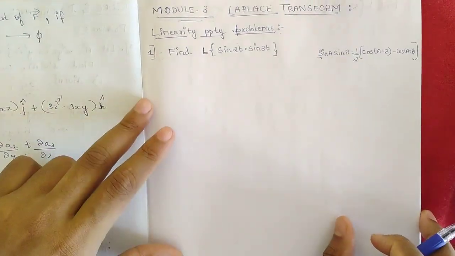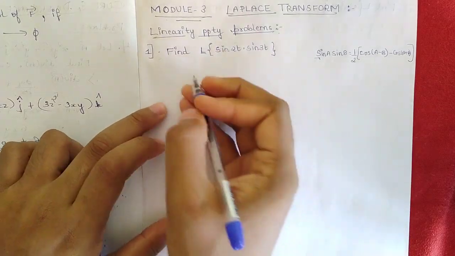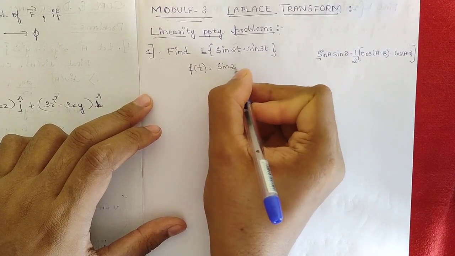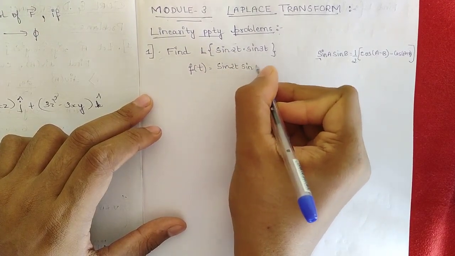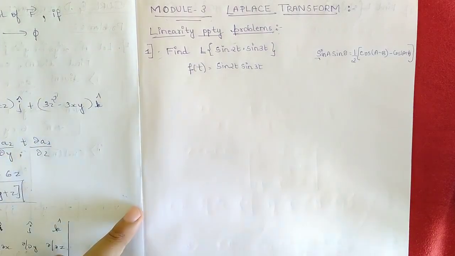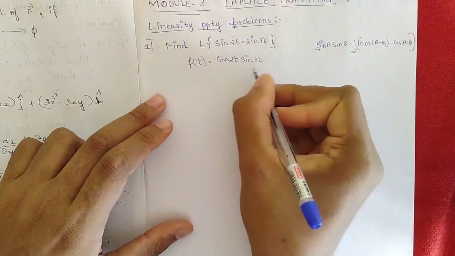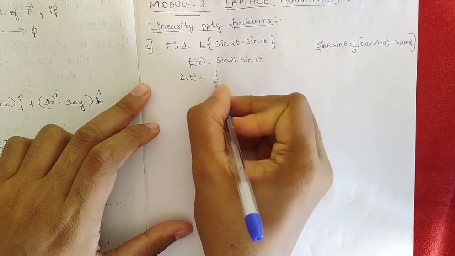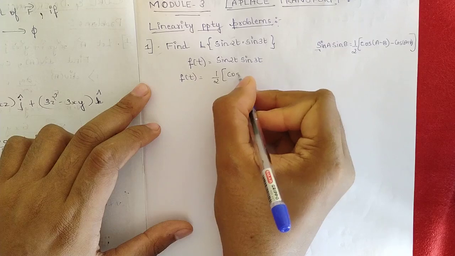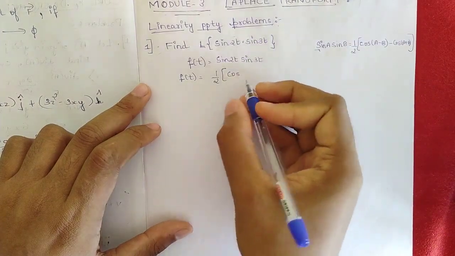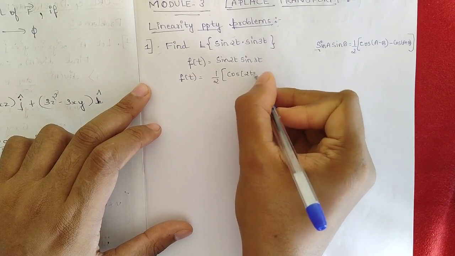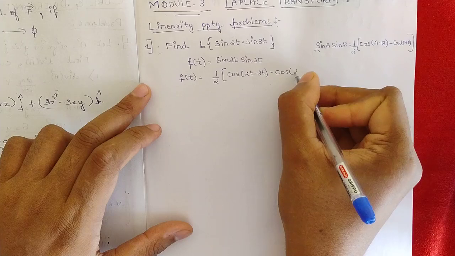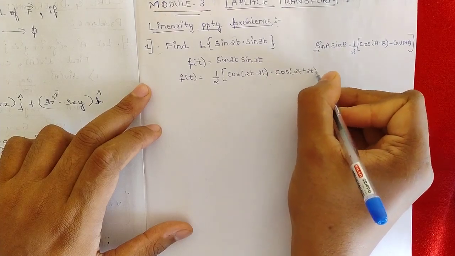Okay, first step, we should be simplifying this inner f of t part. Here f of t, what they have given, is sin 2t sin 3t. According to this, now do the necessary changes in the question. That is, f of t now would be equal to 1/2 cos(A minus B), that is 2t minus 3t, minus cos(A plus B), that is 2t plus 3t, right?